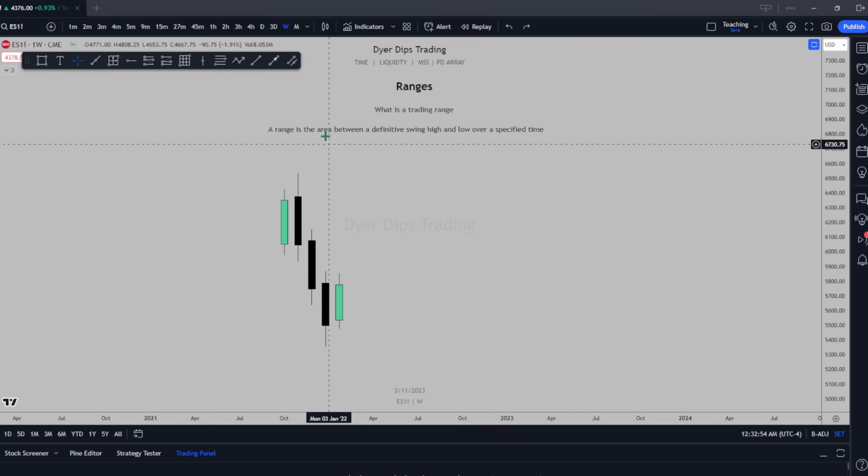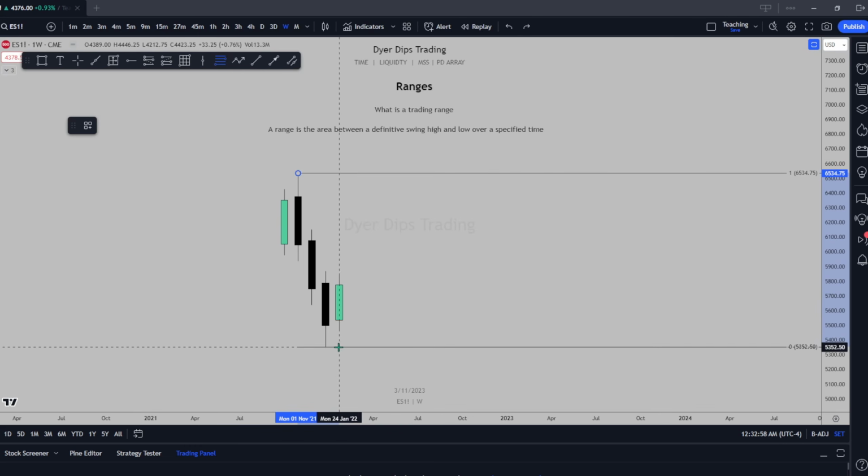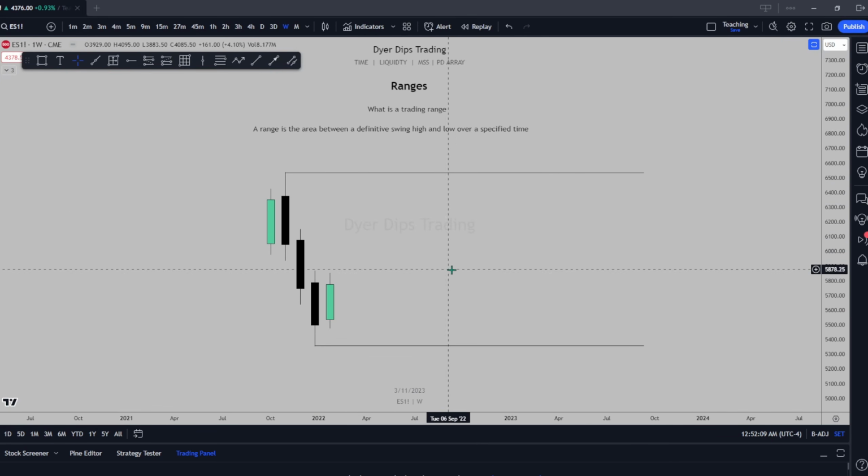So where is the trading range? The trading range goes from the highest point of this candle to the lowest point of this candle. Everything that falls inside of these two black lines is inside of this trading range. That means that price is ranging or consolidating. Okay, so now let's move on to what a ranging market actually is and what it looks like.